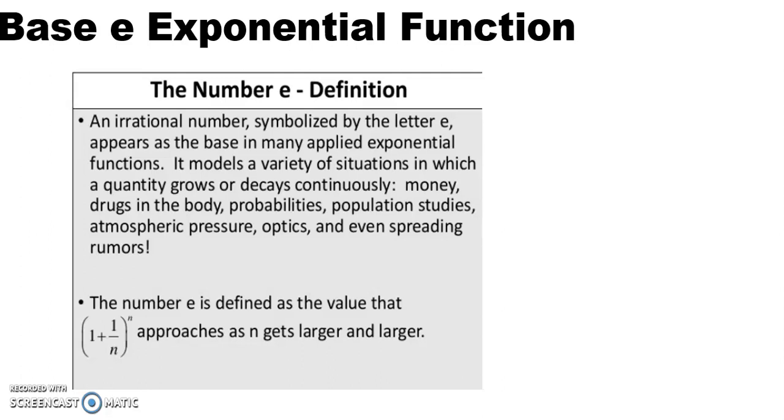An irrational number symbolized by the letter E appears as the base in many applied exponential functions. It models a variety of situations in which a quantity grows or decays continuously. That is, money, drugs in the body, probabilities, population studies, atmospheric pressure, optics, and even spreading rumors.